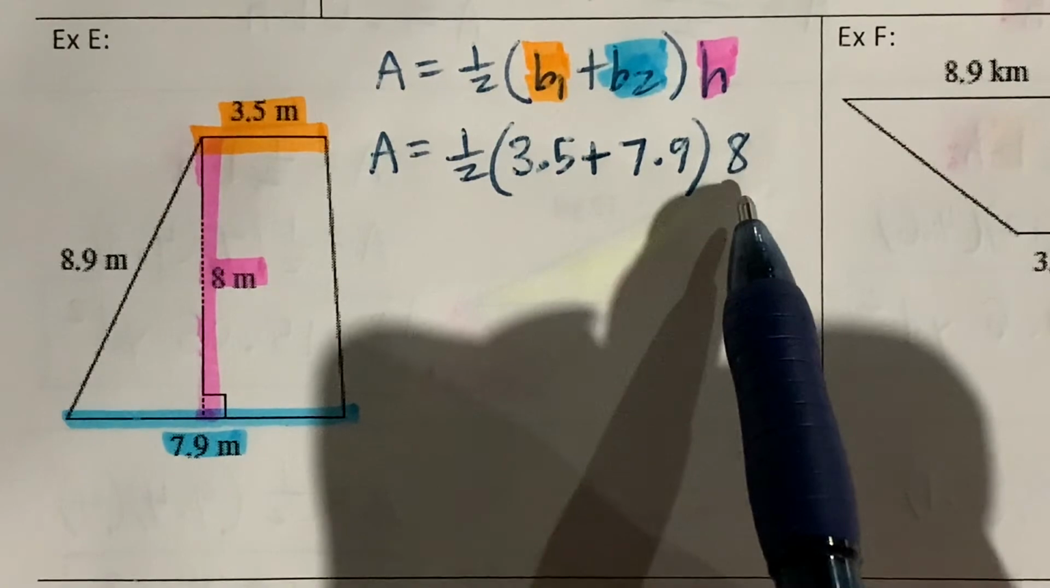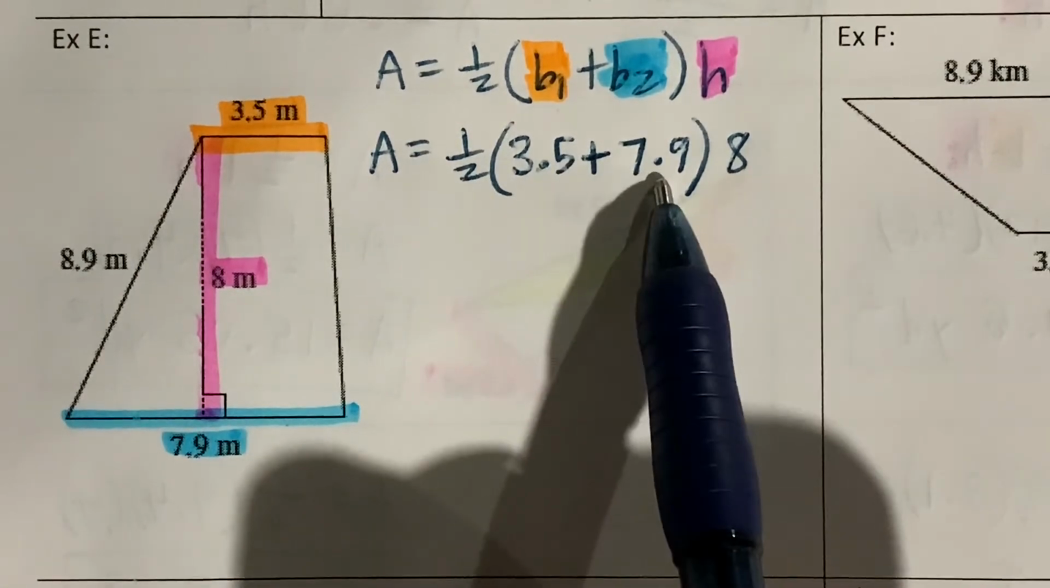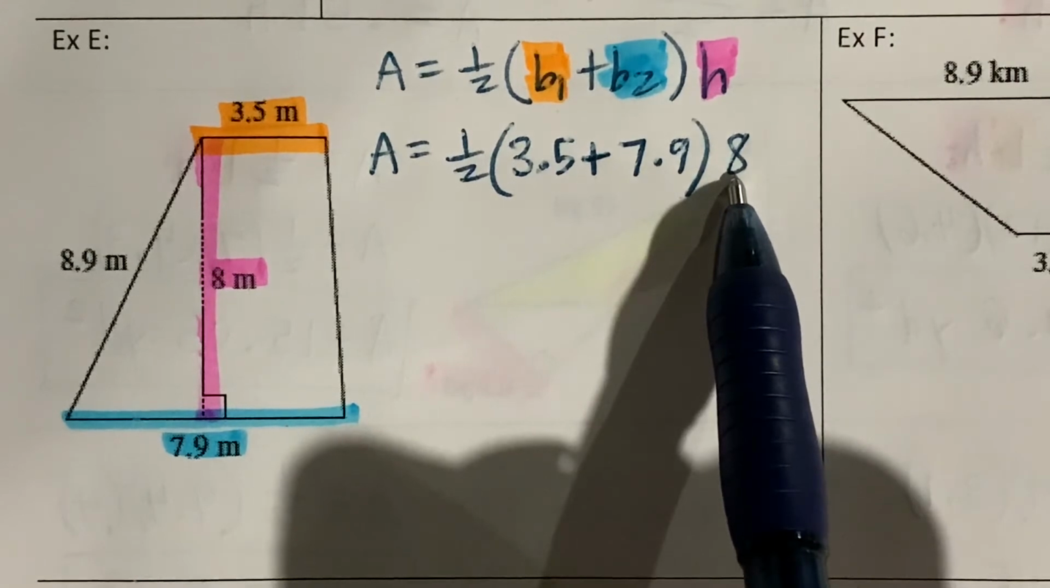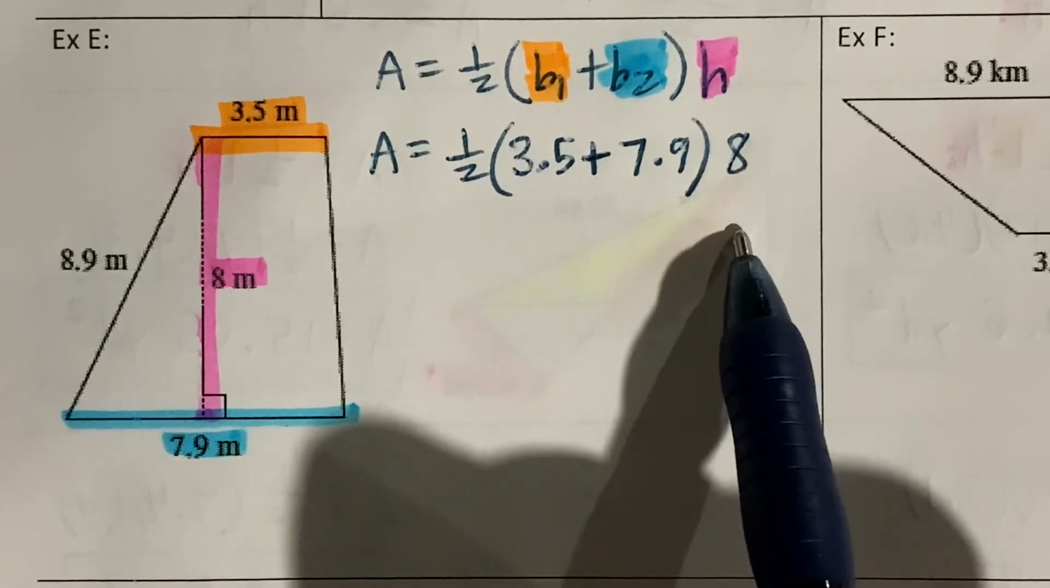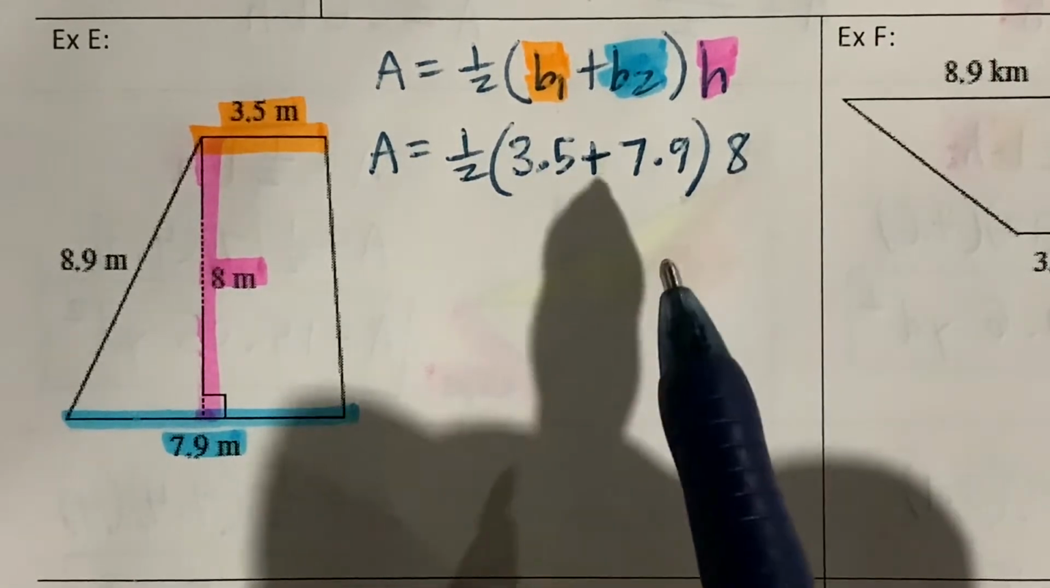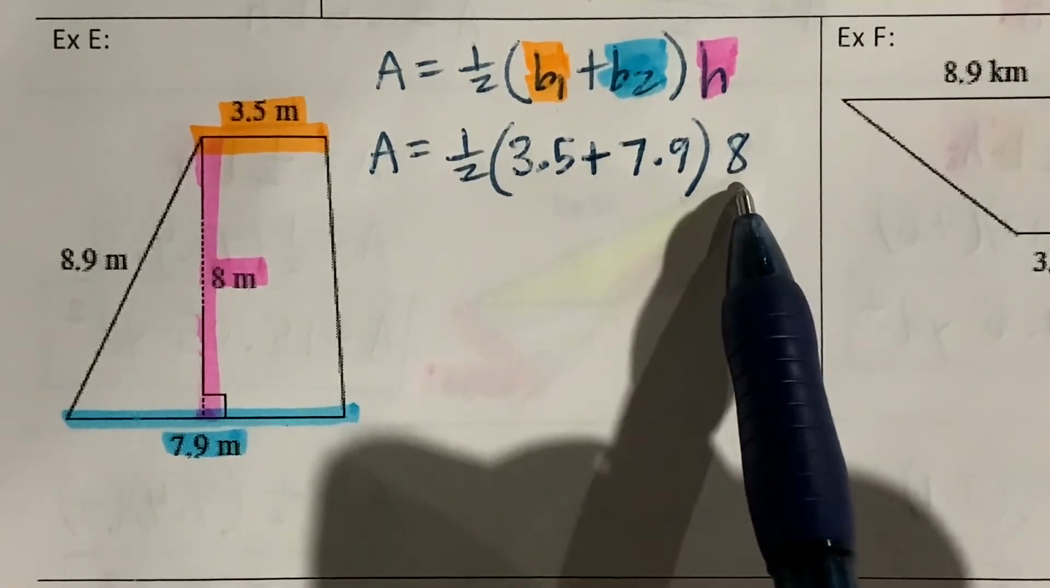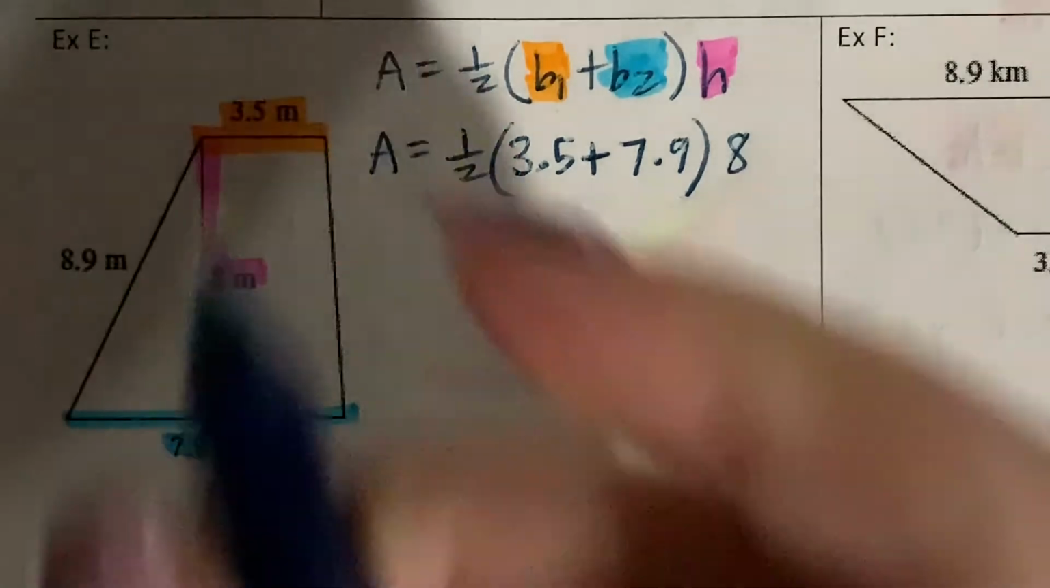Or you can break this up, and I can do 3.5 plus 7.9 in my calculator. I could take half of 8, which is 4. So you can simplify it and do it piece by piece. You can use your order of operations, or if you type this whole piece in your calculator, that's fine, but you have to use parentheses.